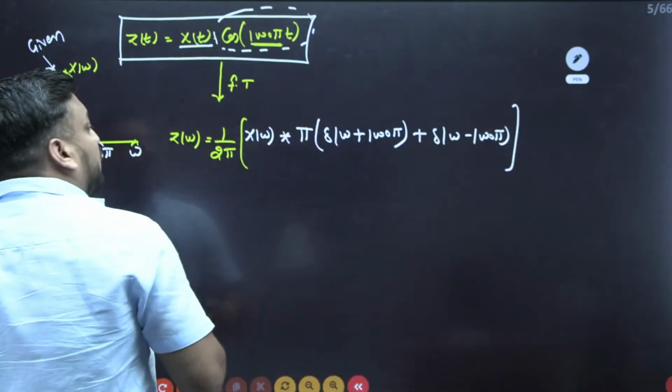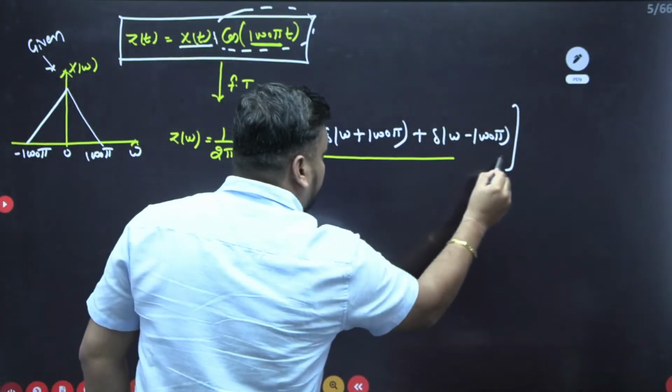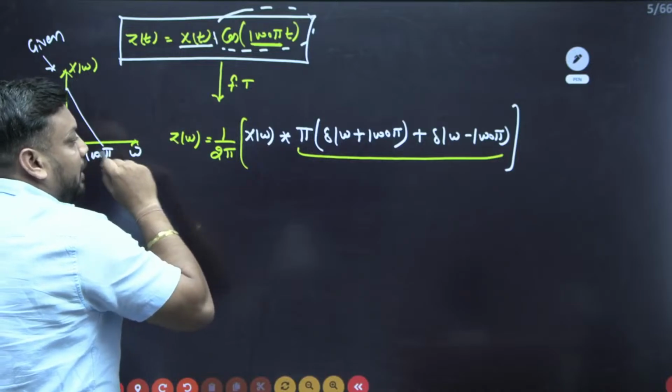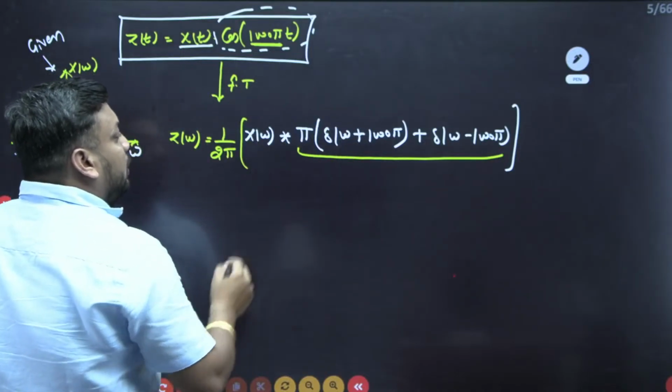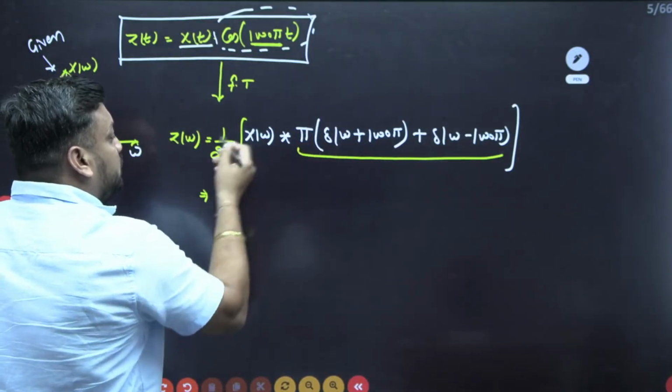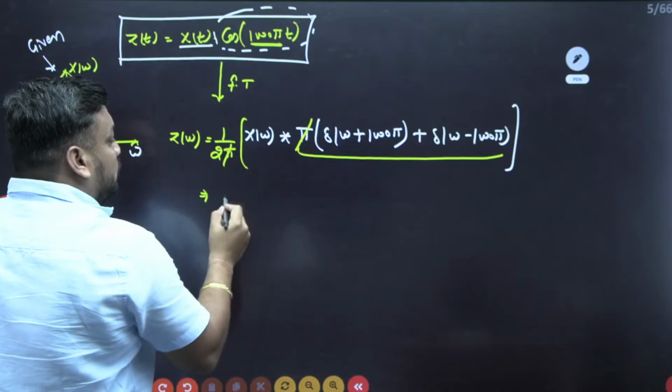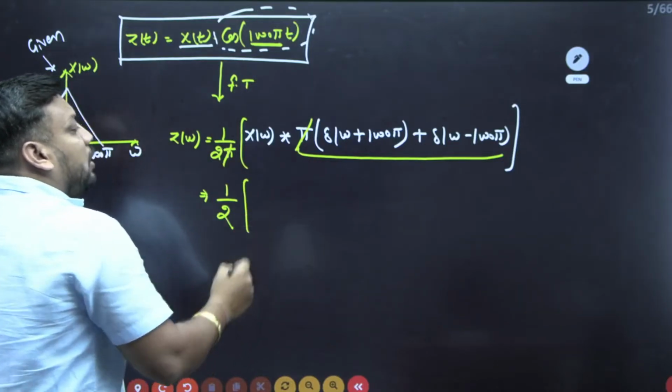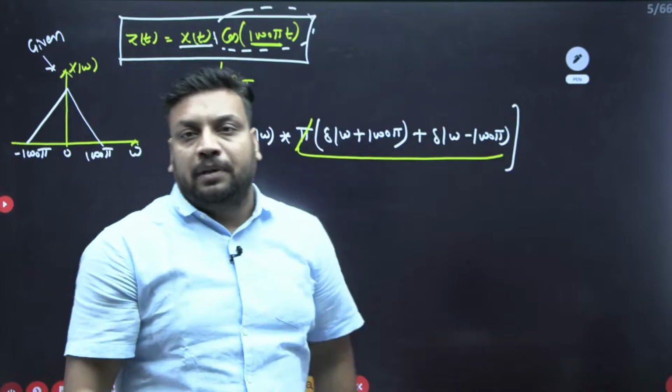I hope you remember this. So this is nothing but the Fourier transform of cos 1000 pi t. Omega 0 value is 1000 pi. Now student, when you will convolve, this pi gets cancelled out actually. So ultimately it will be 1 upon 2, and convolution with shifted impulse.